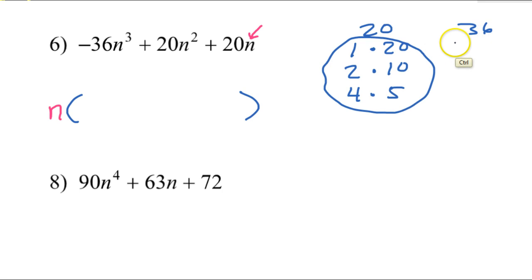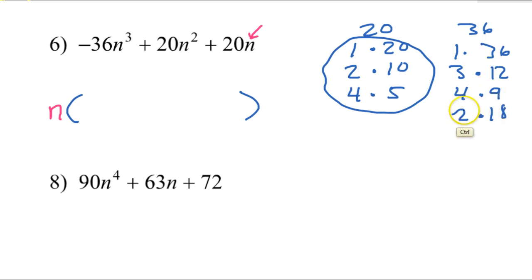Now, when I look at 36, other than 1 times 36, I'm thinking to myself, well, 3 times 12 would be 36, but also 4 times 9 is 36. I think 2 times 18 is also 36, but that last one might or might not have occurred to you. But you would have known this was an even number, so you would know it was going to be 2 times something. Anyway, let's look around and see what we have. What do these have in common? Okay, I see a 4 and a 4. Do you see anything bigger than that? No, it looks like 4 is the greatest common factor.